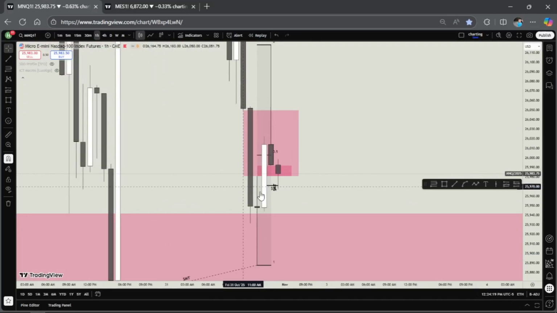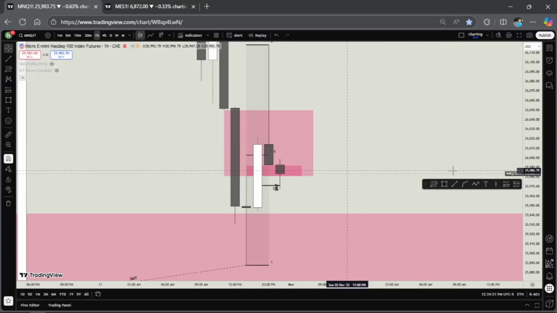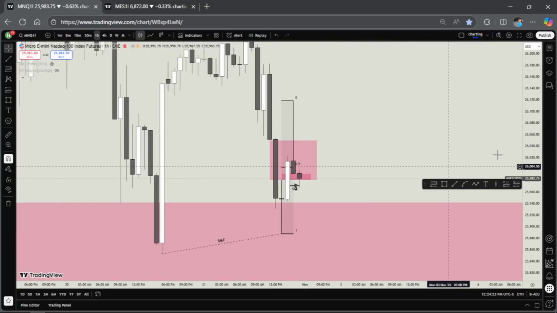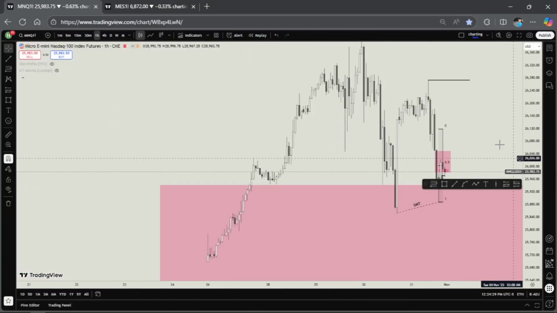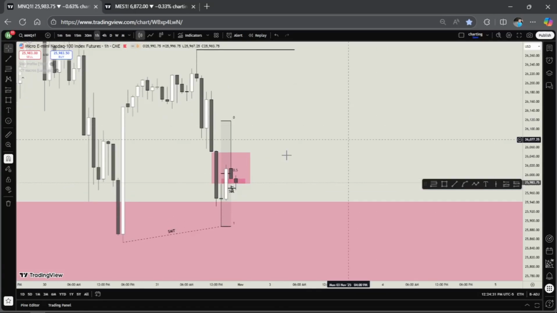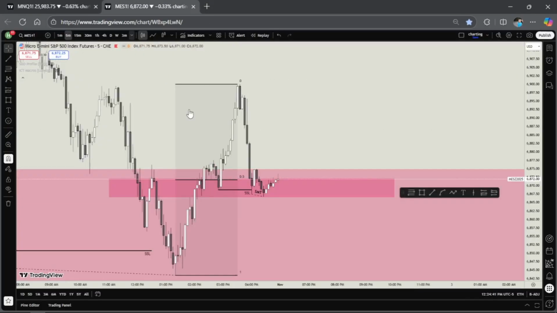Basically, if you hold this fair value gap, what can I say is, we can have a possibility to move higher, because order flow is bullish. But if you break this, we can test this level one more time. Other than that, it all depends on the overnight session. That's it.